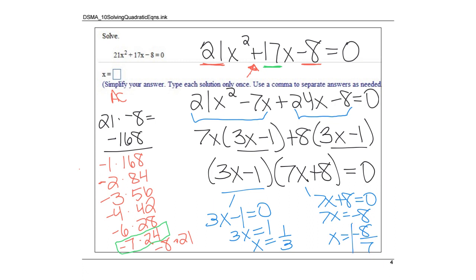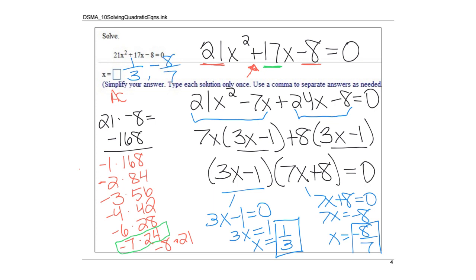Now, I know that usually we would change that to a mixed number. It's an improper fraction, but in algebra we don't. We just kind of leave it. So our 2 solutions, even though they're not pretty, is positive 1/3 and negative 8 over 7.